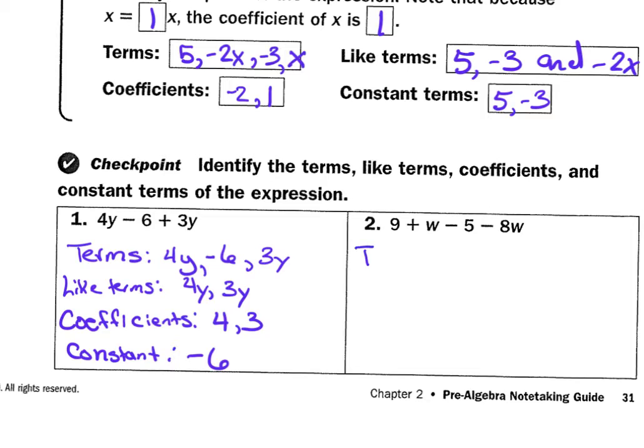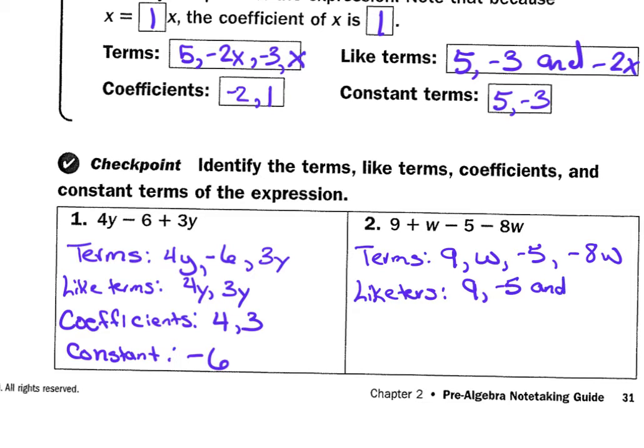We have terms that are 9, positive W, -5, and a -8W. Our like terms, we would put 9 with the -5 and W with the -8W. Those are alike. The coefficients then are the numbers in front of the variables. So in our example, we have a 1 and a -8.